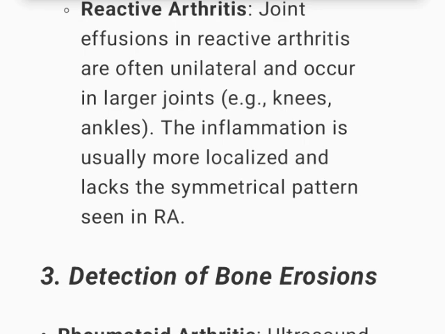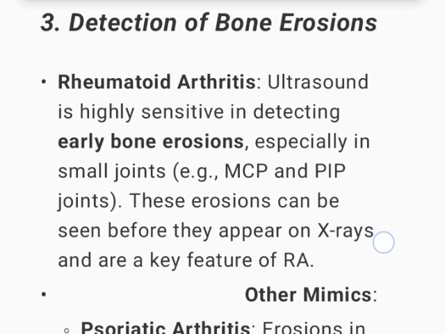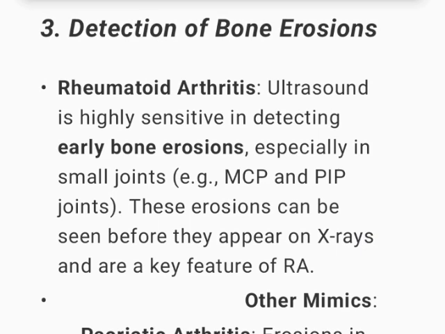3. Detection of bone erosions. Rheumatoid arthritis. Ultrasound is highly sensitive in detecting early bone erosions, especially in small joints, e.g., MCP and PIP joints. These erosions can be seen before they appear on X-rays and are a key feature of RA.